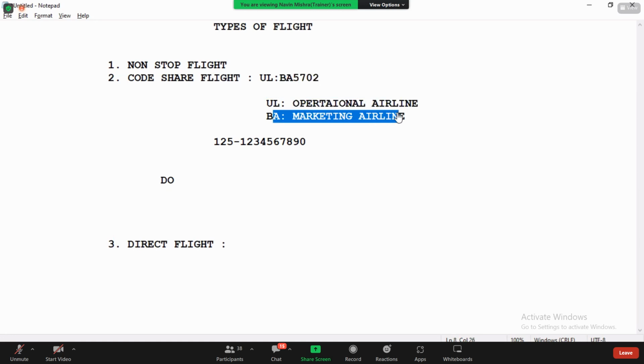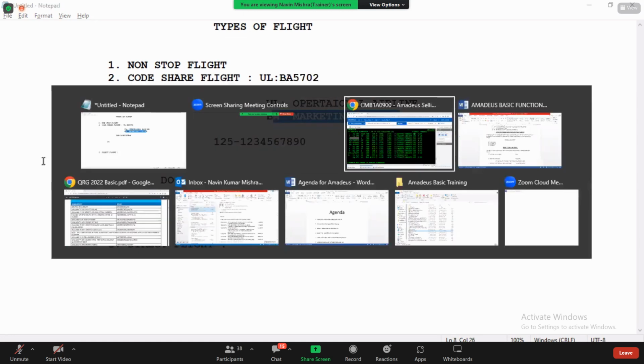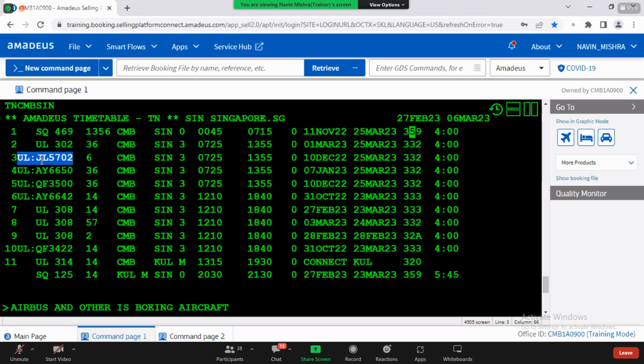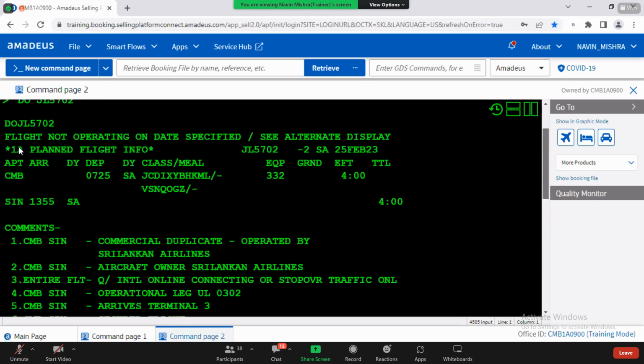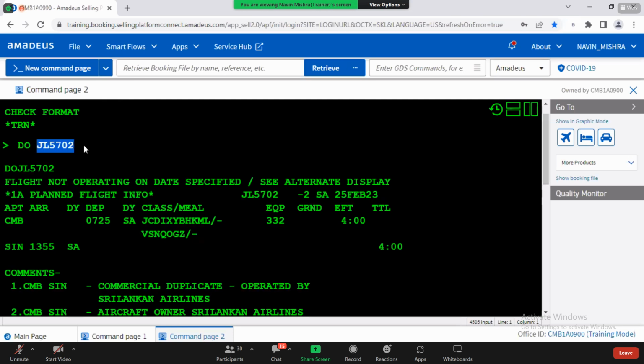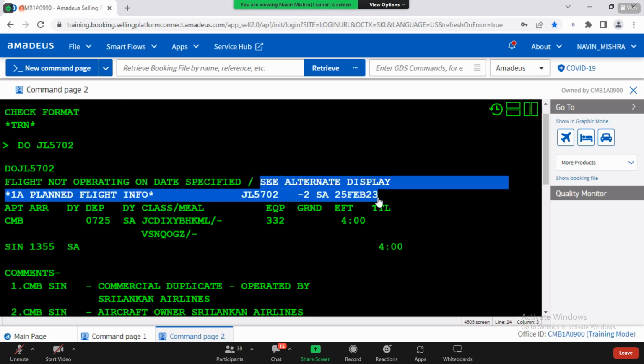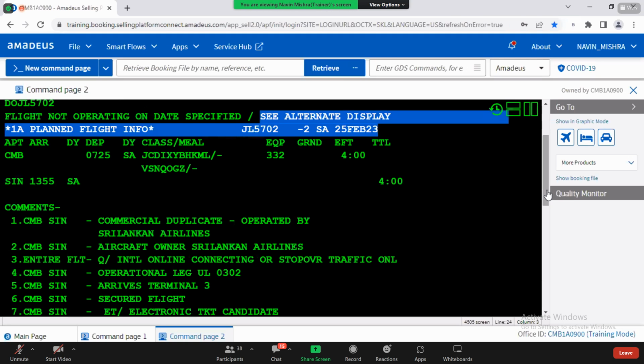Now, I have done one example for you. I copied this JL5702 and performed the same command, DO JL5702. The moment I did, it gave me the information: flight not operating on the specified date. However, there is an alternate display. That means today the flight is not operating. However, the flight schedule has been given. The information is given here.